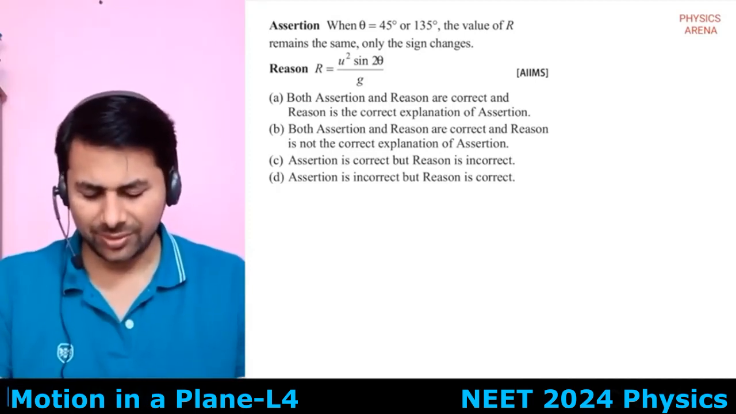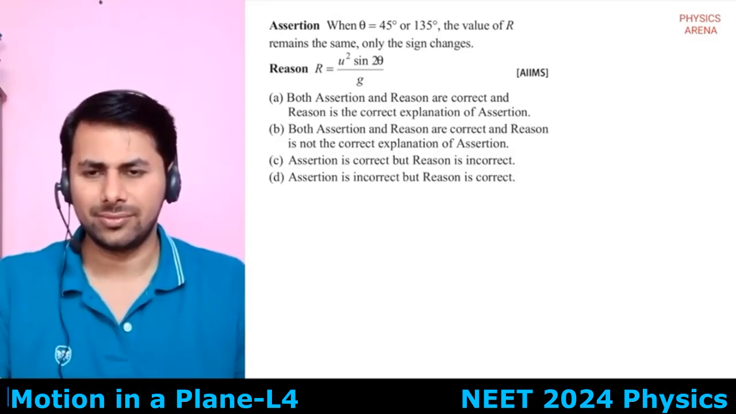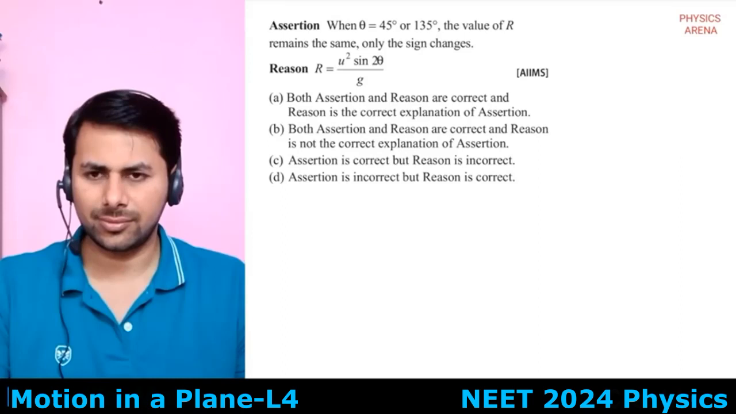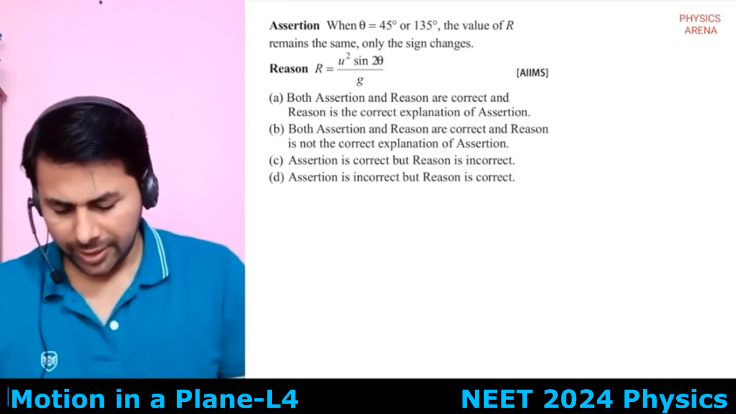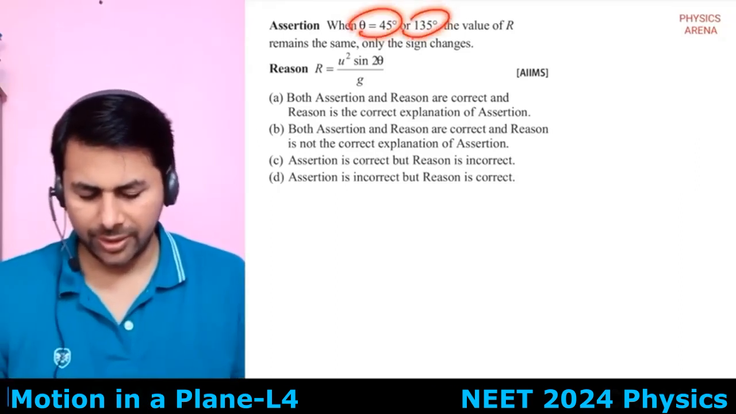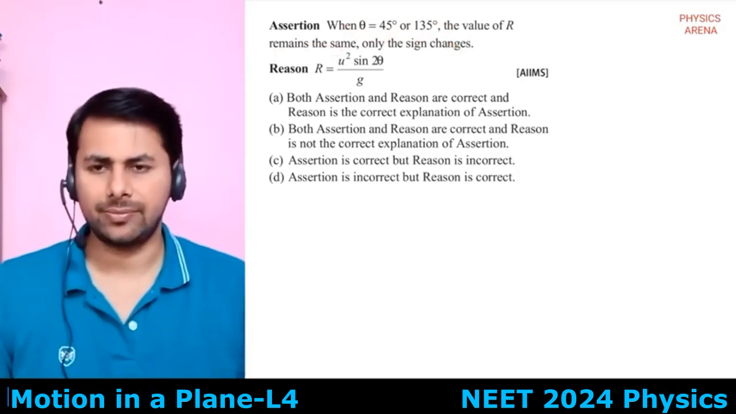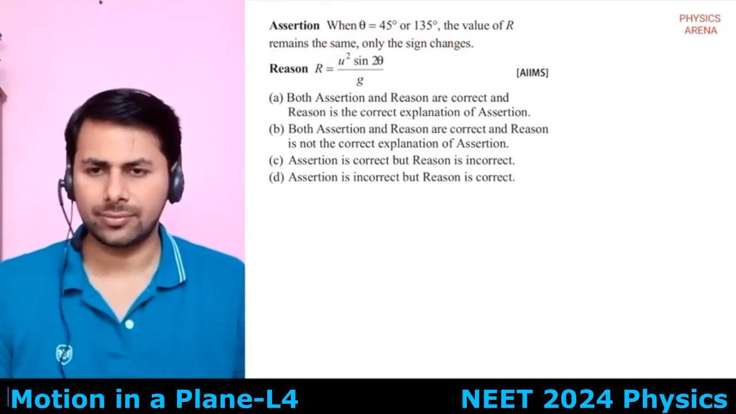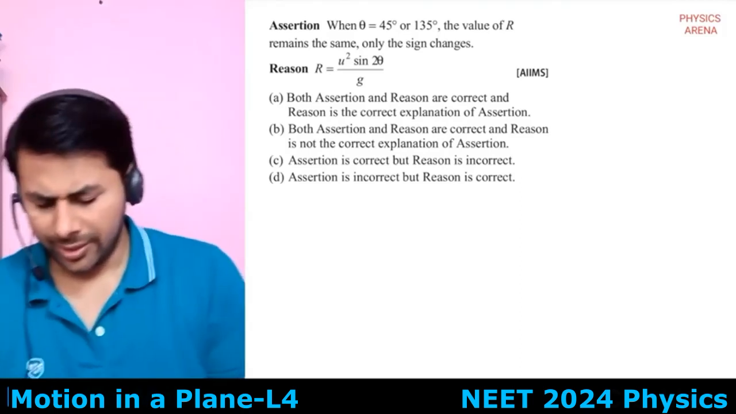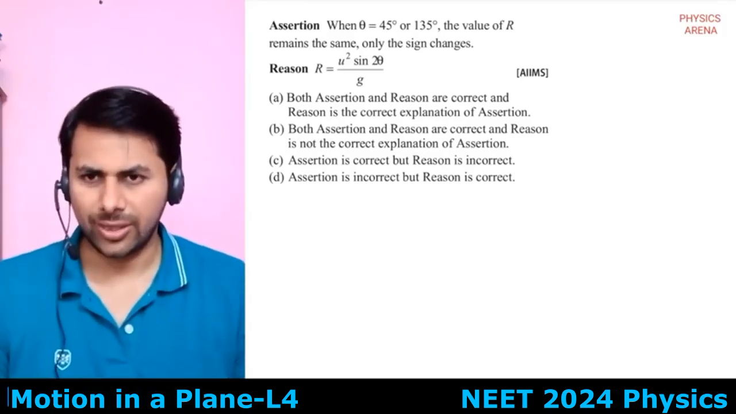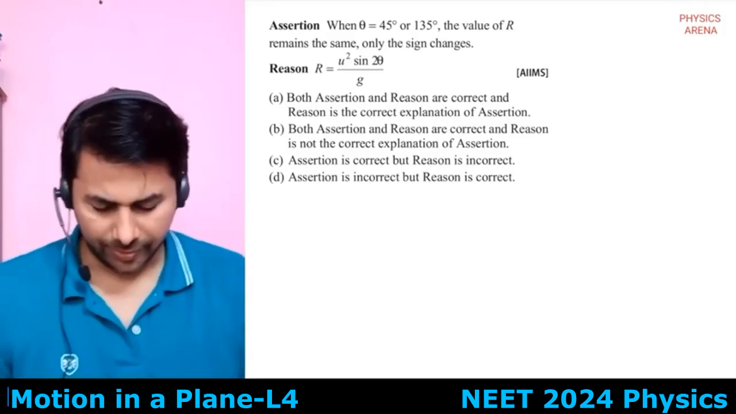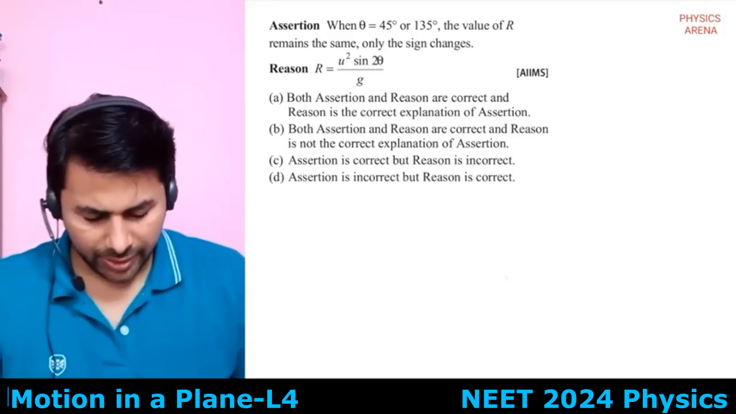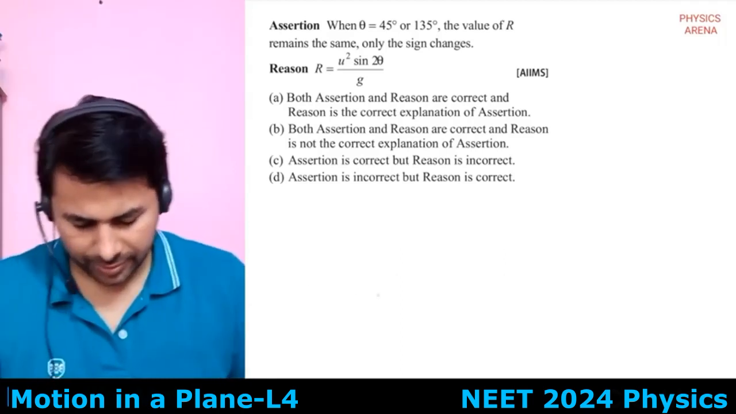Okay. So can you tell me, when theta equals 45 degrees or 135 degrees, the value of R remains the same? Okay. Yes, both are correct. That is true. Okay, good. So see, you can explain it very simply.